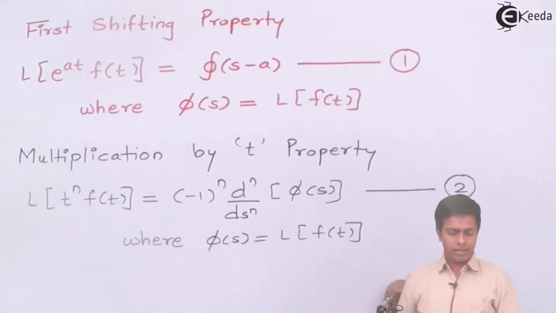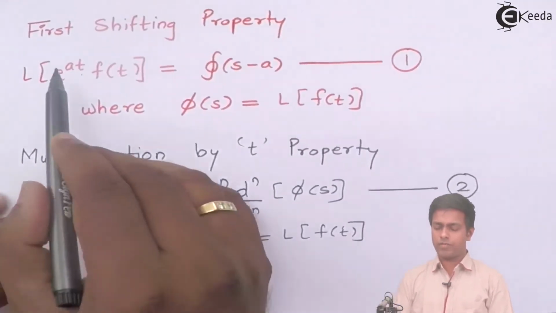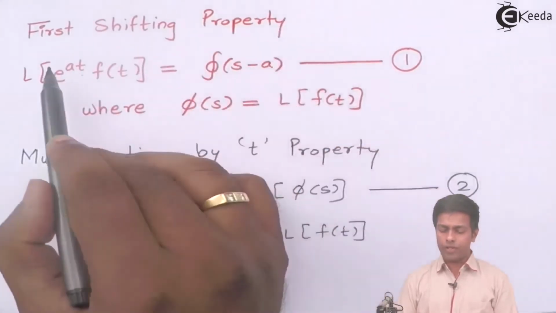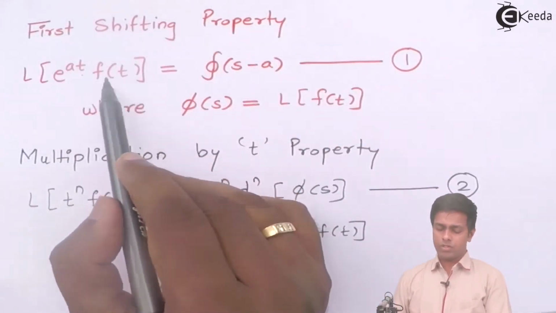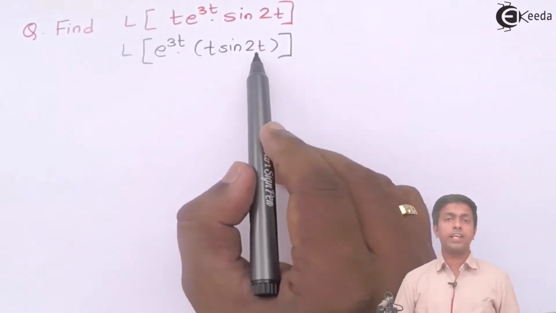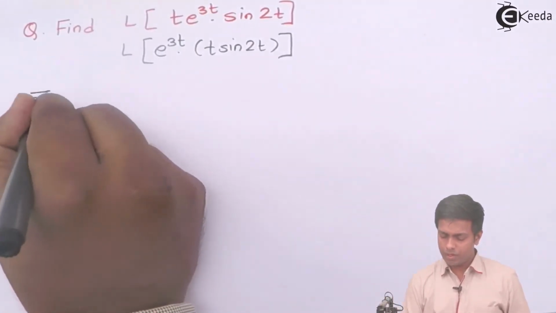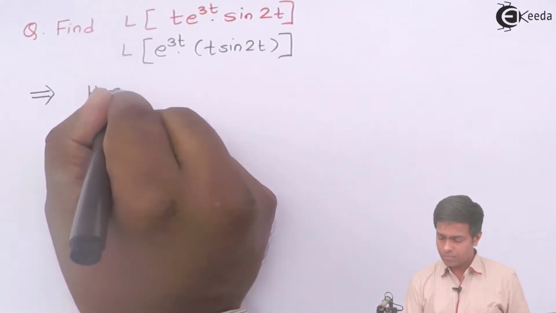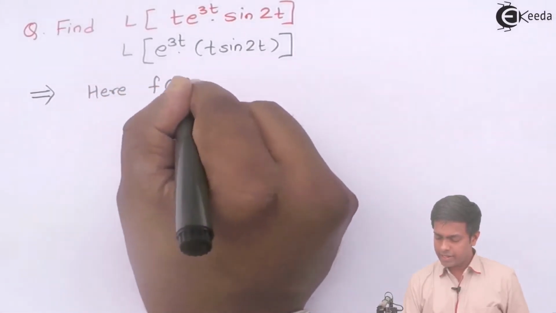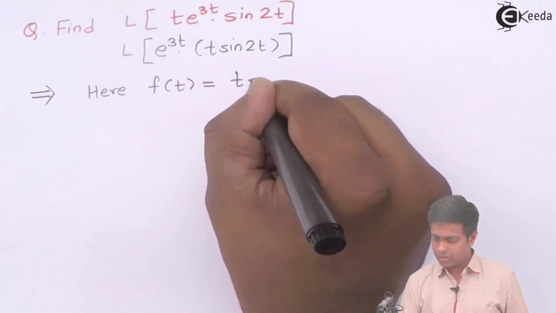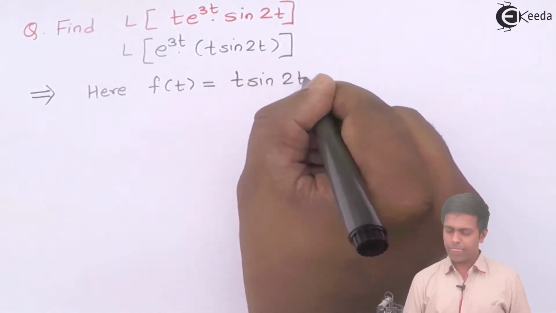So here guys, I've written the property for you, that is the first shifting property, which is in the form of e raised to at into f of t. So here the value of f of t is t sine 2t. So let's start from there. So here I'll say f of t is equal to t into sine 2t.